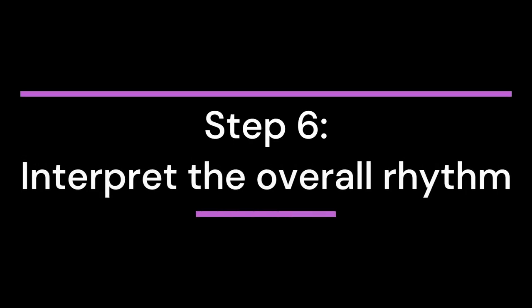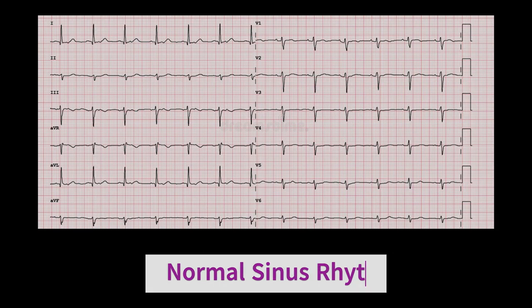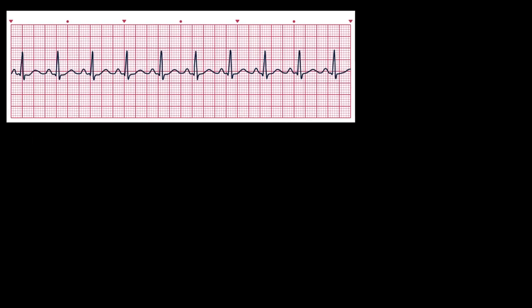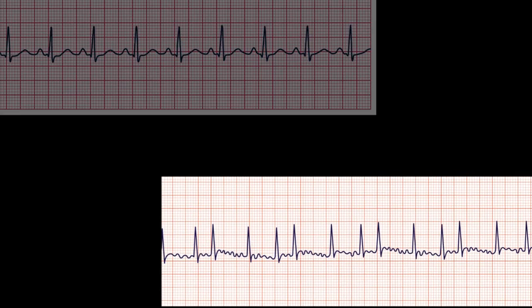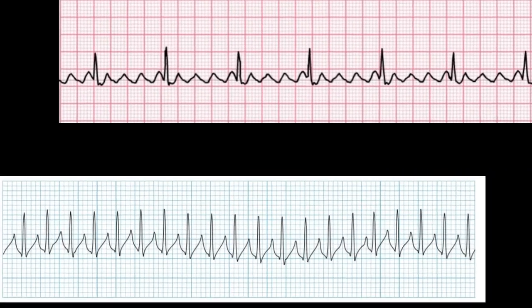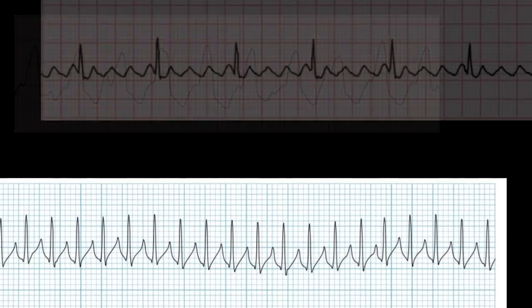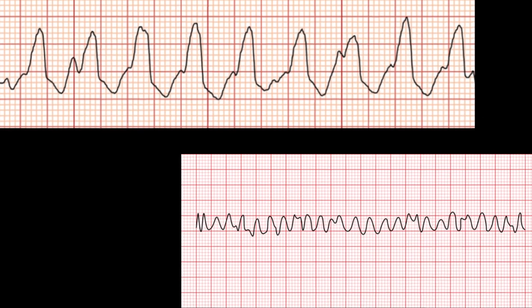Step 6. Interpret the overall rhythm. The final step is to interpret the overall rhythm. Some common rhythms include sinus rhythm, atrial fibrillation, atrial flutter, supraventricular tachycardia, ventricular tachycardia, and ventricular fibrillation.